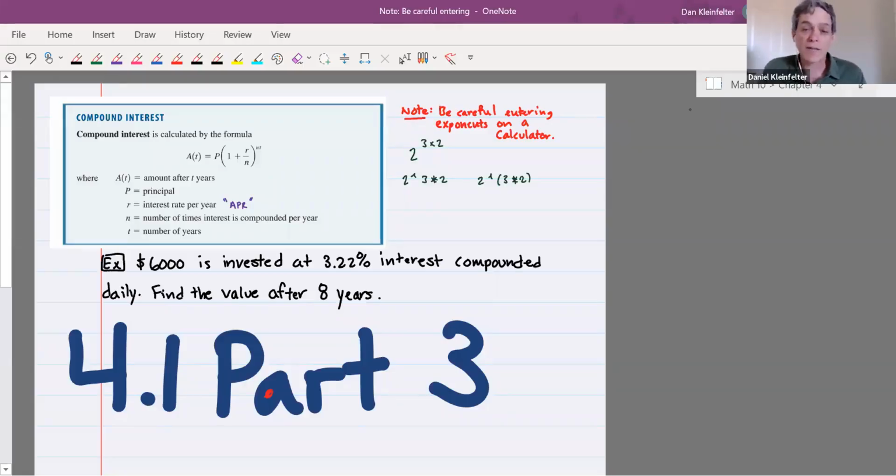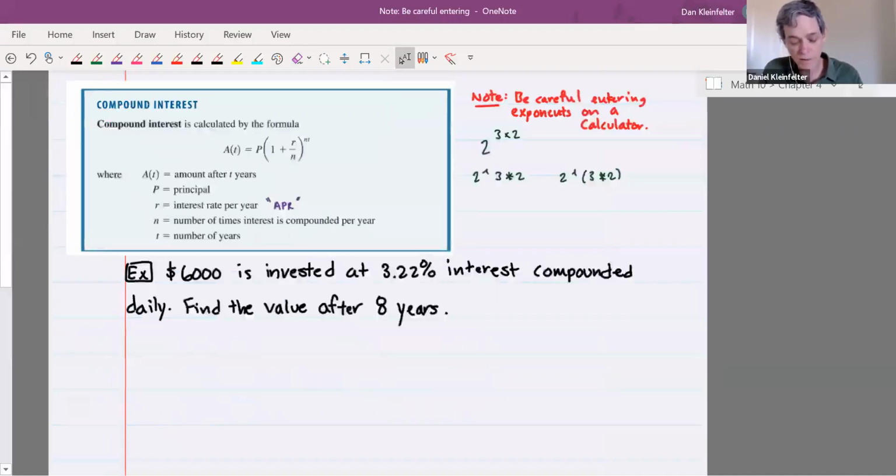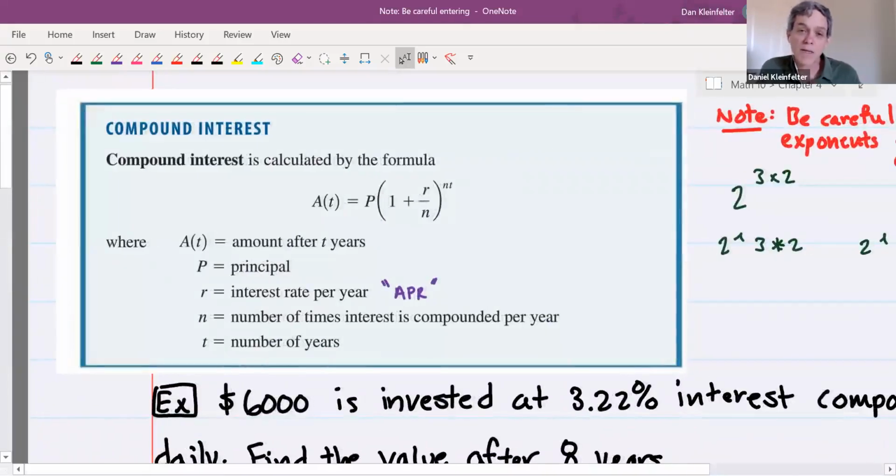Welcome back, everybody. In this video, we're going to be continuing with section 4.1 by looking more at compound interest. In the last video, where we'd ended was we had developed a formula for calculating compound interest. P was the amount of principal, R is the interest rate, N is the number of compounding periods per year, and then T is the number of years.